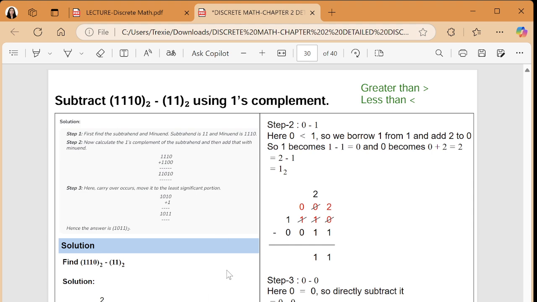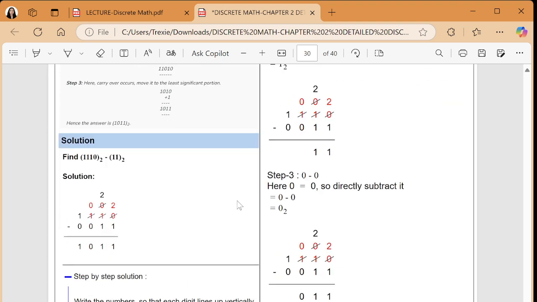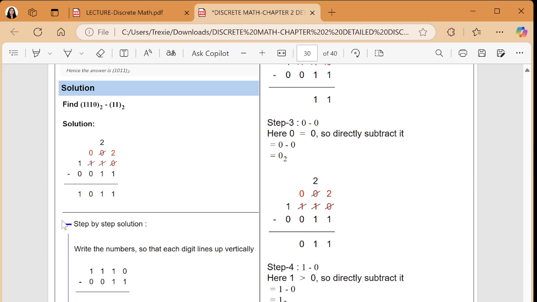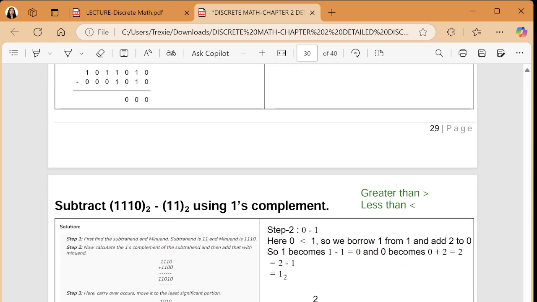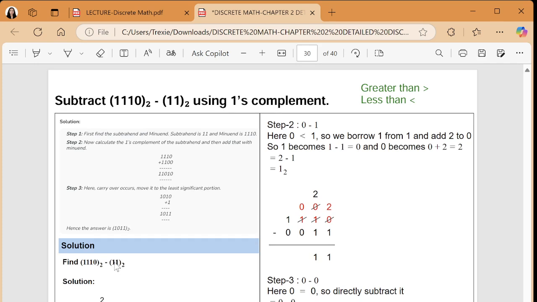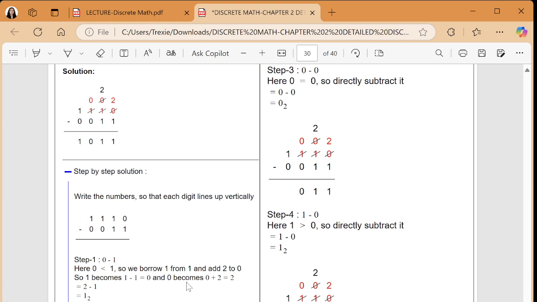What if we subtract 1110 base 2 minus 11 base 2? Now we will use the 1's complement. So to do that, we need to cancel some values. For step number 1, since we have 11, we can add 00 in front of 11. So step 1: 1110, then 0011.